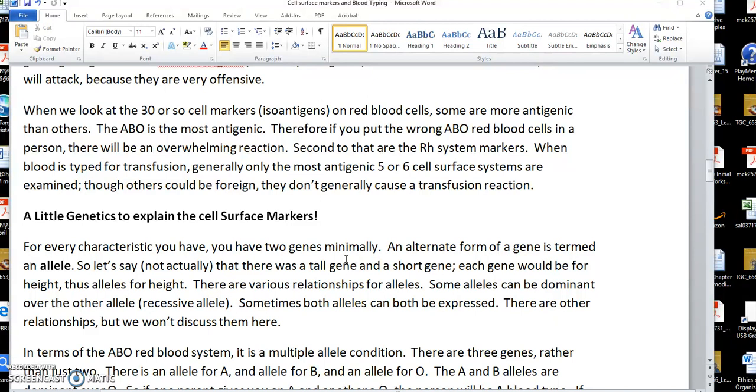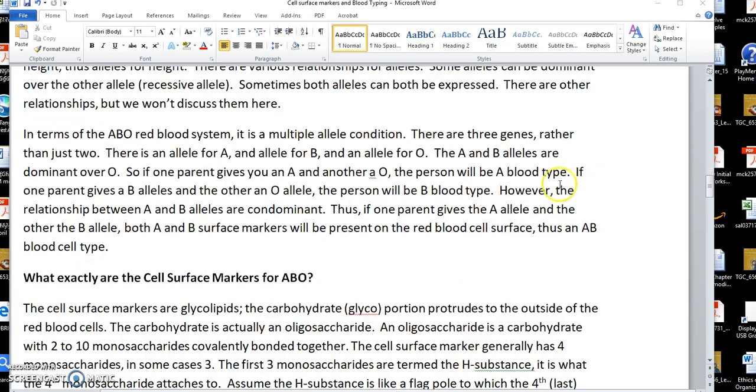A is dominant over O. B is dominant over O. So in either case, if one parent handed you O and the other handed you A or B, you would type as the A or the B. A is co-dominant with B. So if one parent handed you A and the other handed you B, you would type as AB because you would have some A cell markers and some B cell markers on the red blood cell. So the only way really to get the O would be one parent handed you O and the other handed you O. That's essentially how that would work.